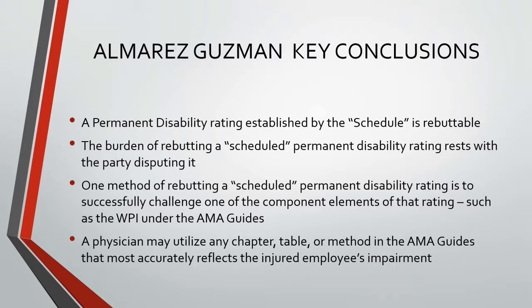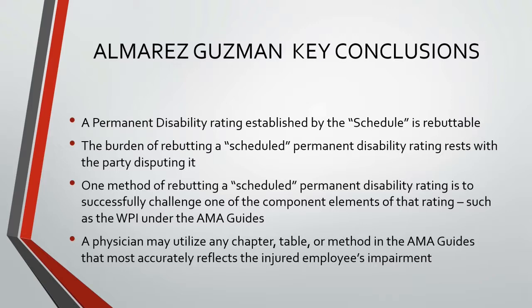You can't simply go on a fishing expedition throughout the AMA guides to come up with permanent impairment ratings that achieve a better or higher permanent impairment rating, but rather the alternative impairment rating using a different chapter, a different table, or a different method has to successfully qualify as substantial medical evidence to be considered the most accurate description of the injured employee's impairment. And we'll talk about that as we progress through today's discussion.